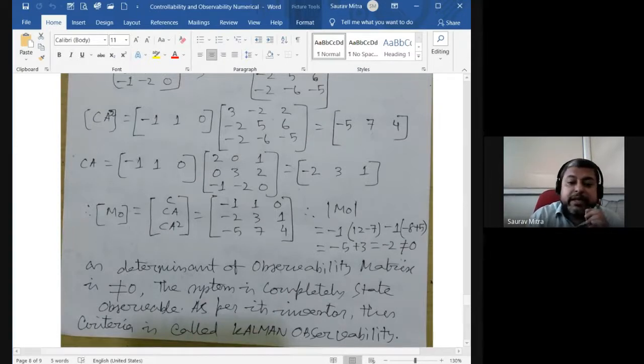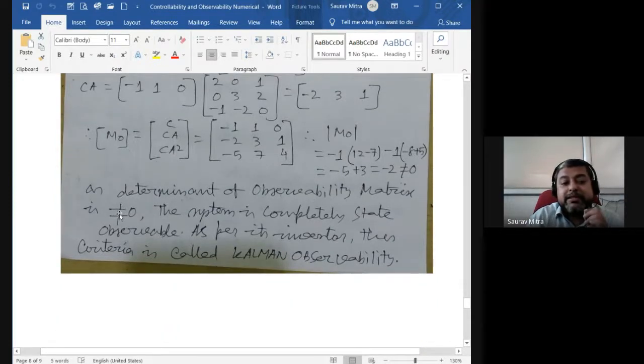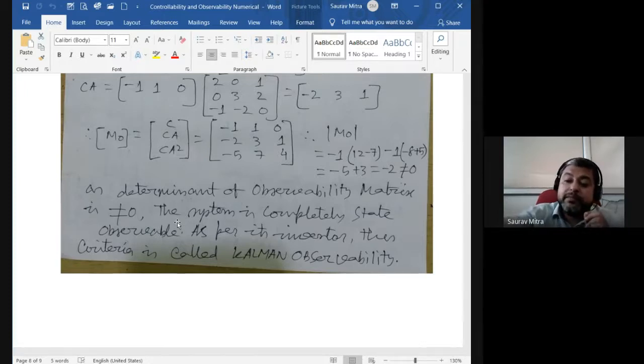Then finally you have to write the conclusion: as the determinant of the observability matrix is not equal to 0, the system is completely state observable. That means from the states at any instant, you can find out the initial values of all the states at t is equal to 0. That means you can find out what is x1(0), x2(0) and x3(0). As per its inventor, this criterion is called Kalman observability.